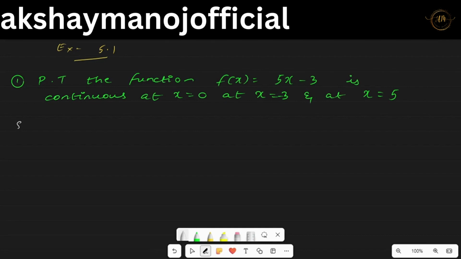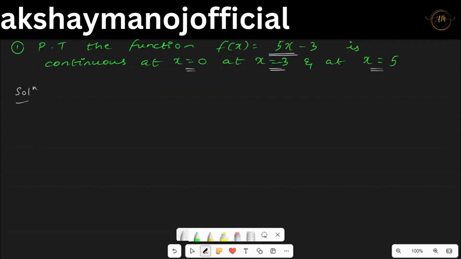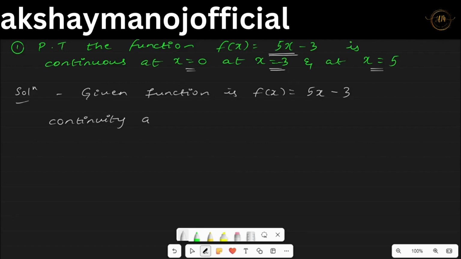We are supposed to prove that this function f of x is continuous at x is equal to 0, x is equal to minus 3, and x is equal to 5. Let us see the solution. First, we are supposed to write the given function. Given function is f of x equals 5x minus 3. Let us check for the continuity at x equals 0.